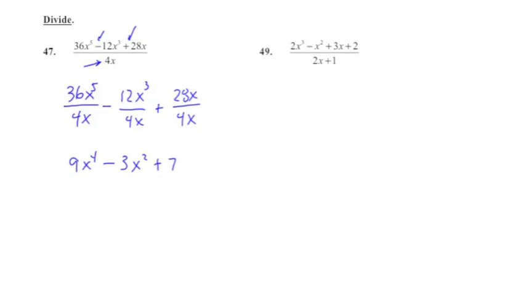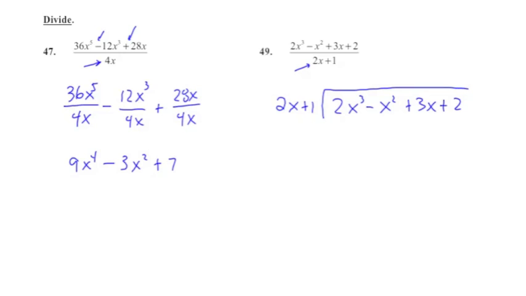Let's take a look at question 49. Notice here, I don't have a monomial in the denominator, and that makes this division a little bit more complicated. I have a binomial here, so what I want to do is I actually want to set this up as long division. A long division problem, and I'm going to put that numerator into my long division box.